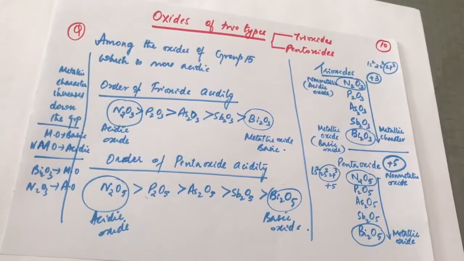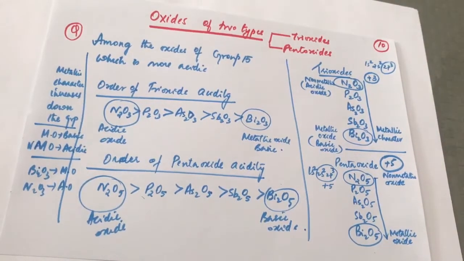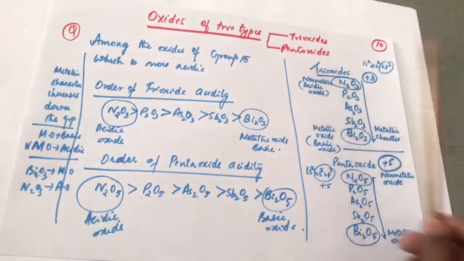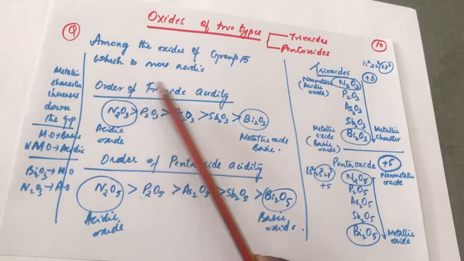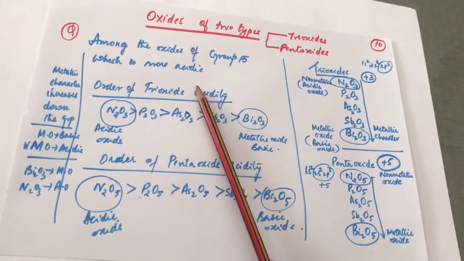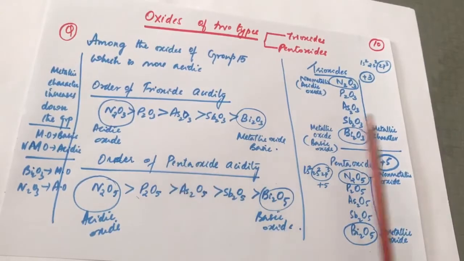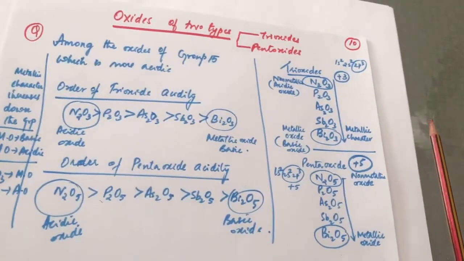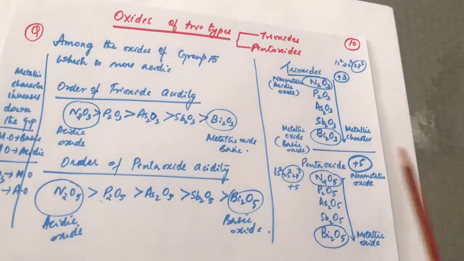Okay girls, I thought of taking this as a separate session, but it is very small, so I'm taking it along with this because we are talking of the oxides. Oxides are of two types, trioxides and pentoxides. Among the oxides of group 15, which is more acidic, that is the question that usually pops up from this particular part. Now let us try to have a bigger understanding of the concepts.